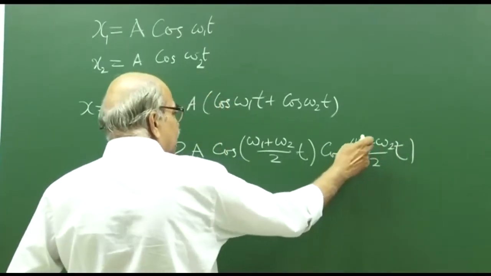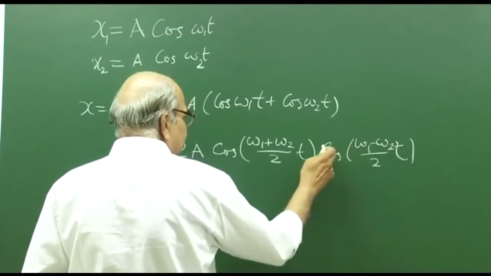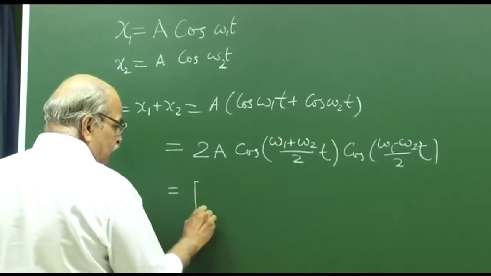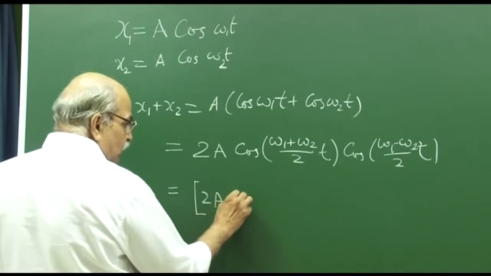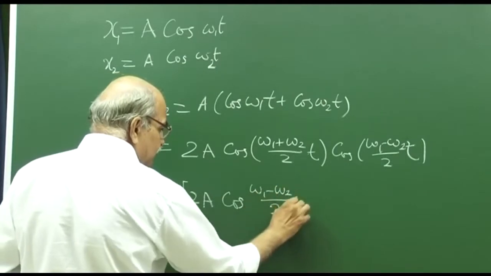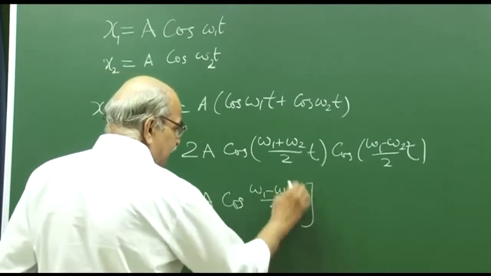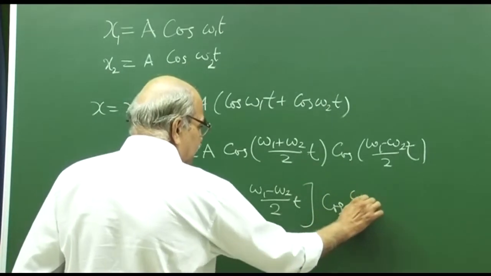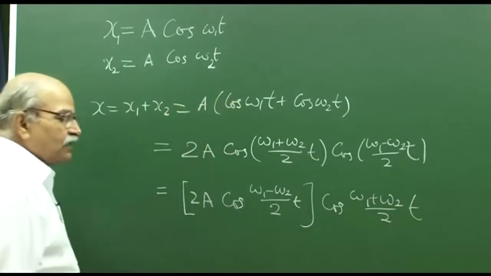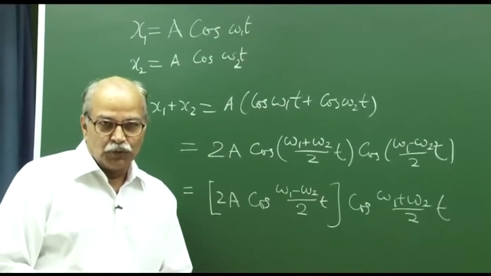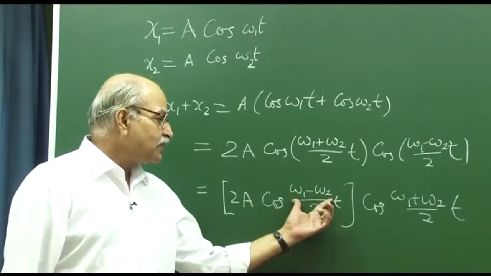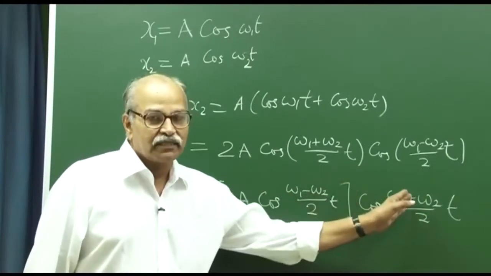Whether it is omega 1 minus omega 2 or omega 2 minus omega 1 does not matter, it is cos. Now, let me rewrite this as 2a cos (omega 1 minus omega 2) by 2 t, and then this factor cos (omega 1 plus omega 2) by 2 t. If omega 1 and omega 2 are close to each other, then this is going to be a small number and this is going to be a much bigger number.